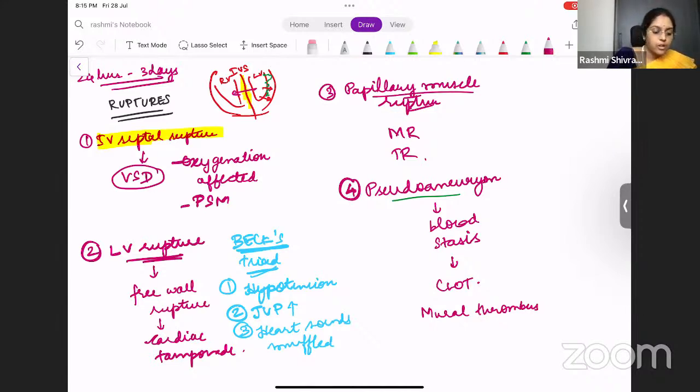So what happens in 24 hours to 3 days? We have seen there can be an interventricular septal rupture. Because of that, a ventricular septal defect like situation occurs. Then there can be a left ventricular free wall rupture. Because of that, you can have cardiac tamponade. You can have a papillary muscle rupture. Because of that, you can have a mitral regurgitation or a tricuspid regurgitation. Then you can also have a pseudoaneurysm, which can cause a mural thrombus because of the stasis of the blood. Okay? So these are the clinical features.